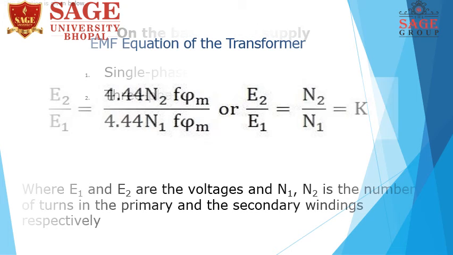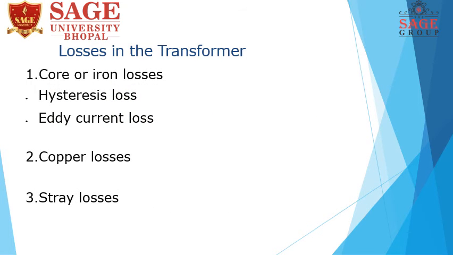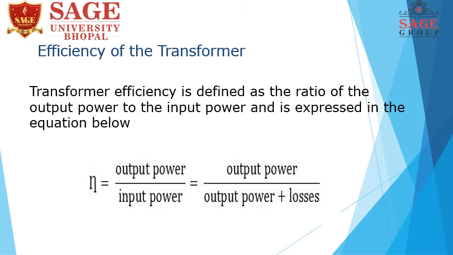And the EMF equation, which is the ratio of voltage and the number of turns. And the losses of the transformer: there are three types of losses. First is core losses, second is copper losses, and third is stray losses. And the efficiency of the transformer is the ratio between the output power and the output power plus losses.